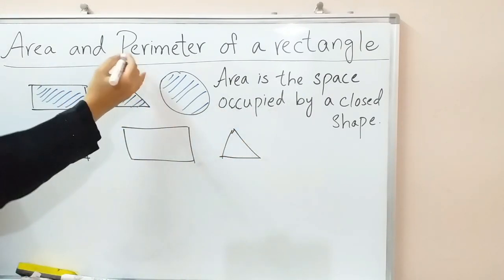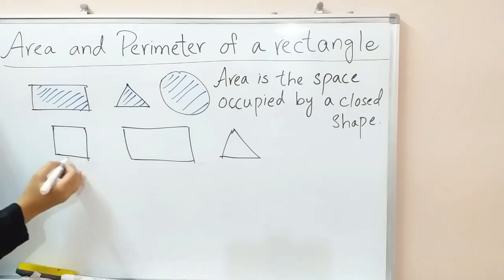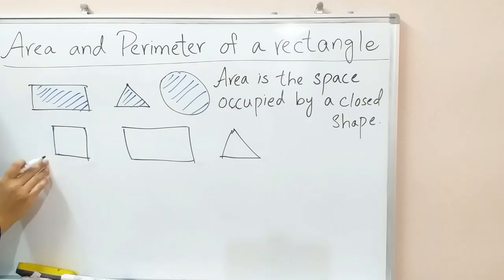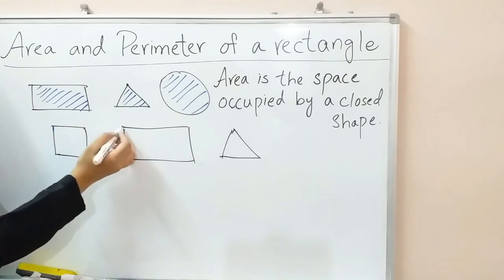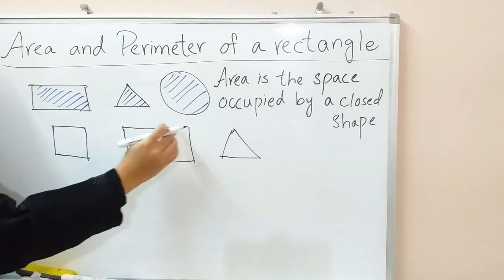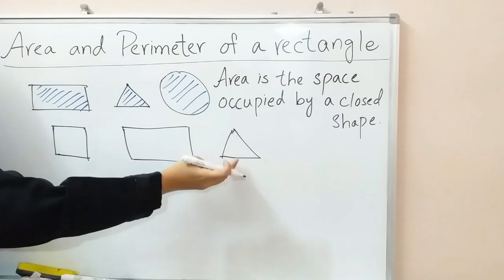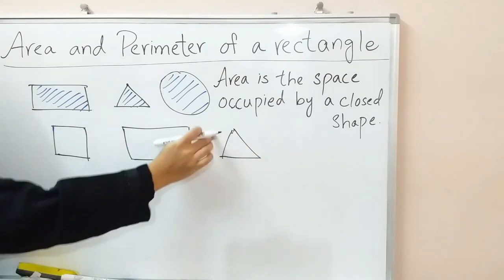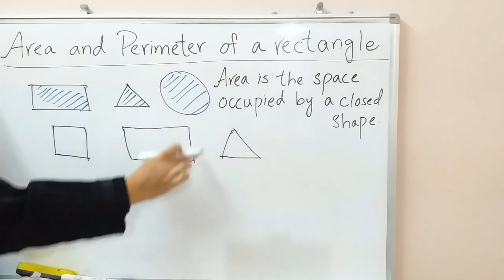Now let's move to find the perimeter of any closed shape. The perimeter is the distance around a closed shape. Like if you have a square and you want to find its perimeter, you have to add all its sides. And if you have a rectangle and you want to find its perimeter, you have to add all the lengths of its sides. If you want to find the perimeter of this triangle, you have to find the sum of all the lengths of its sides. So what is perimeter? Perimeter is the total distance around a closed shape.